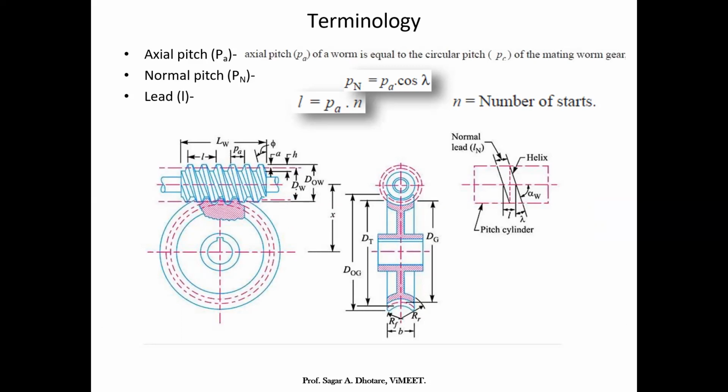It also has a helix angle as there is a thread. The angle made by the helix with the axis of rotation, or the angle made by the teeth with the axis of rotation, is called the helix angle, which is shown over here.